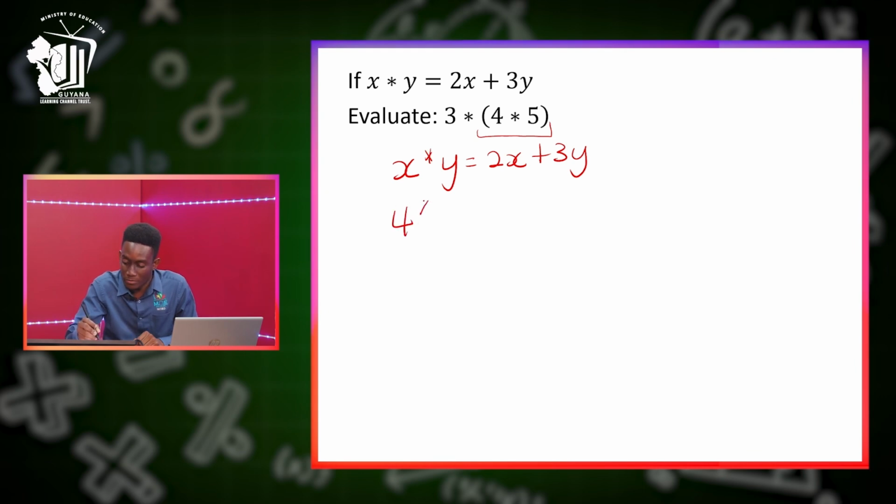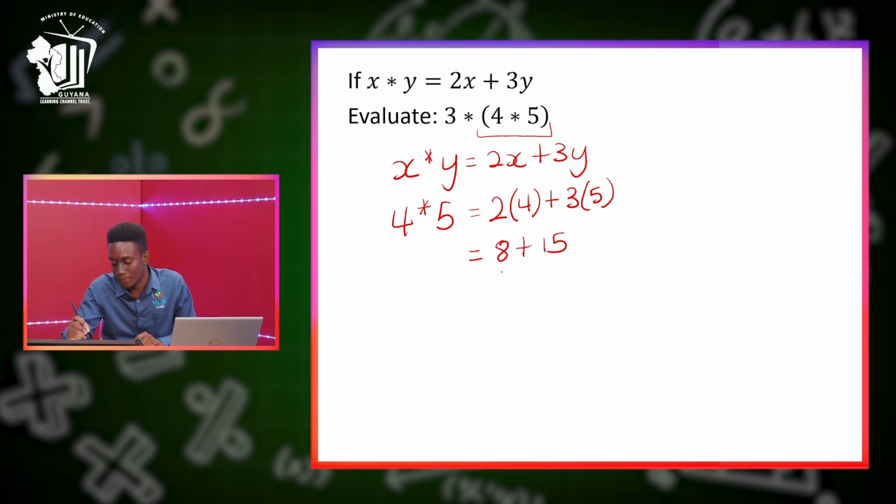So we have 4 asterisk 5, because that is what we're working out first, is equal to 2. Now x is equal to 4 and y is equal to 5. So wherever we see x, we'll put 4. And wherever we see y, we'll put 5. So this will be 2 multiplied by x, which is 4, plus 3 multiplied by y, which is 5. And we work this out. 2 times 4 is 8, plus 3 times 5 is 15. And 8 plus 15 would give us 23. So 4 asterisk 5 is equal to 23. So we can replace this 4 asterisk 5 here with 23.